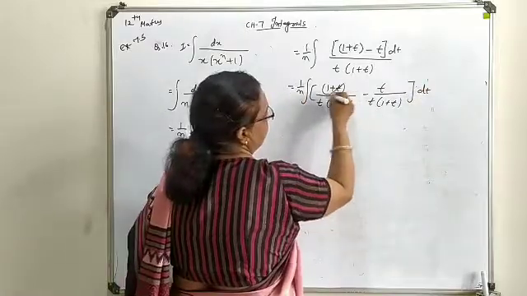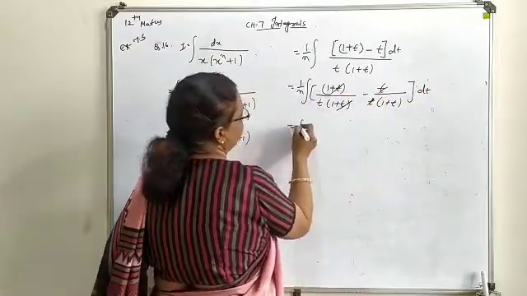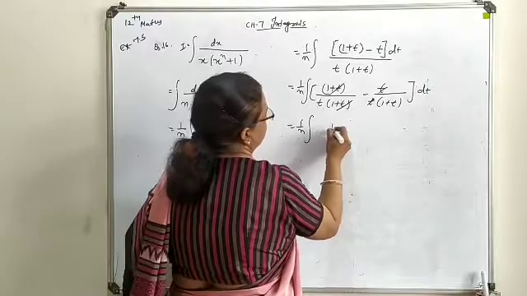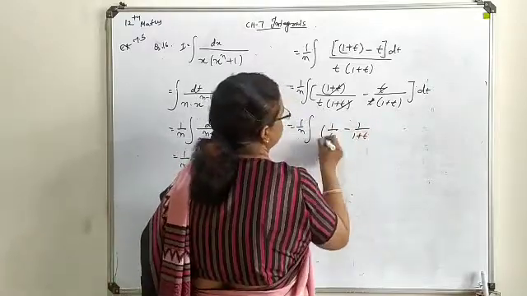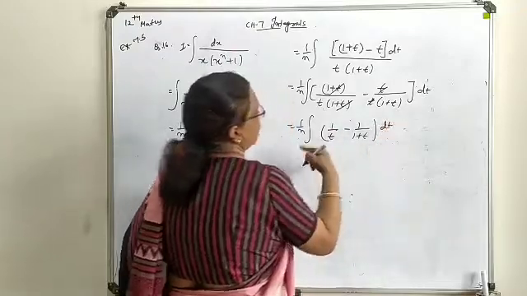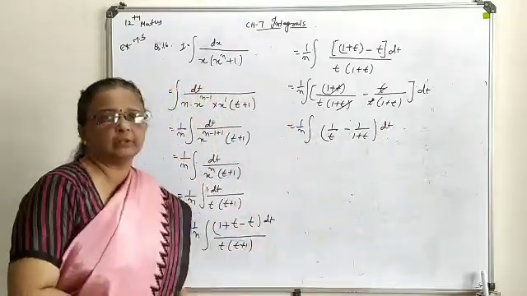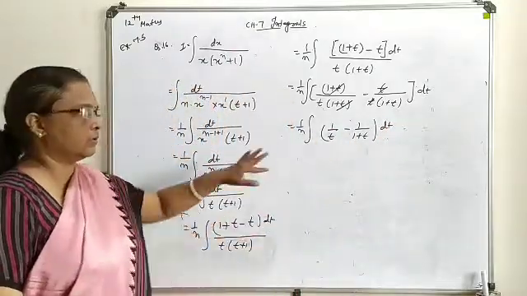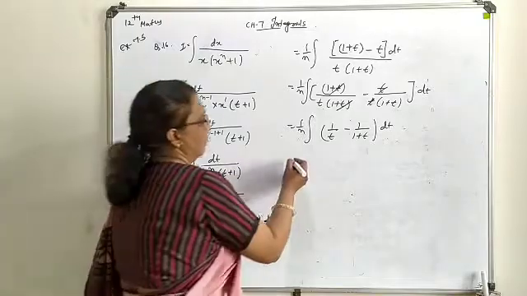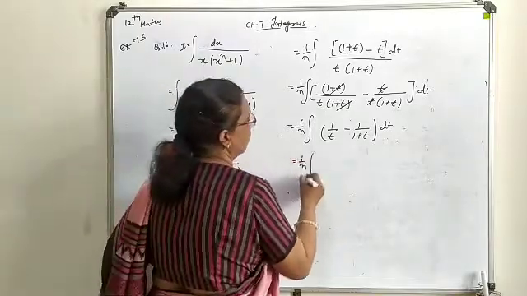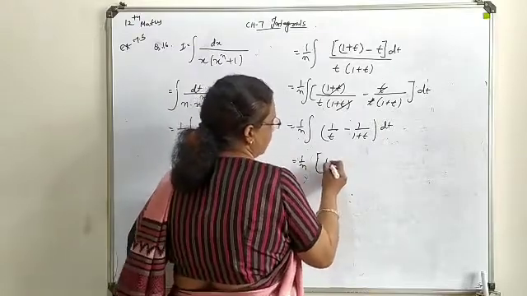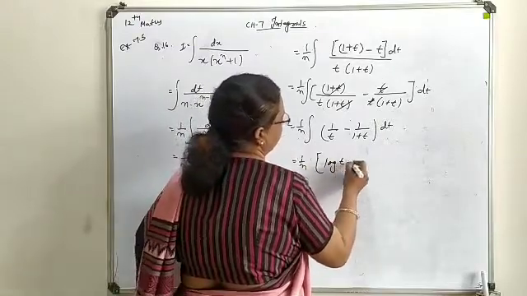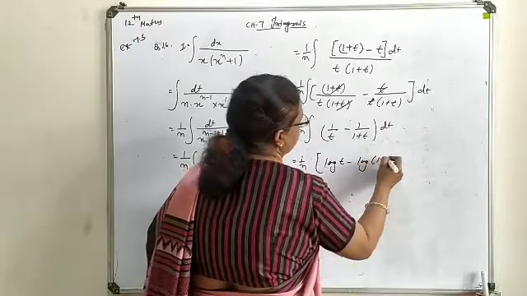You see this 1 term cancels. Finally we are having 1 upon t minus 1 upon 1 plus t. Now both terms are available for direct integration. So proceed for the integration here. This is 1 upon n. On integration, this is log of t minus log of 1 plus t.